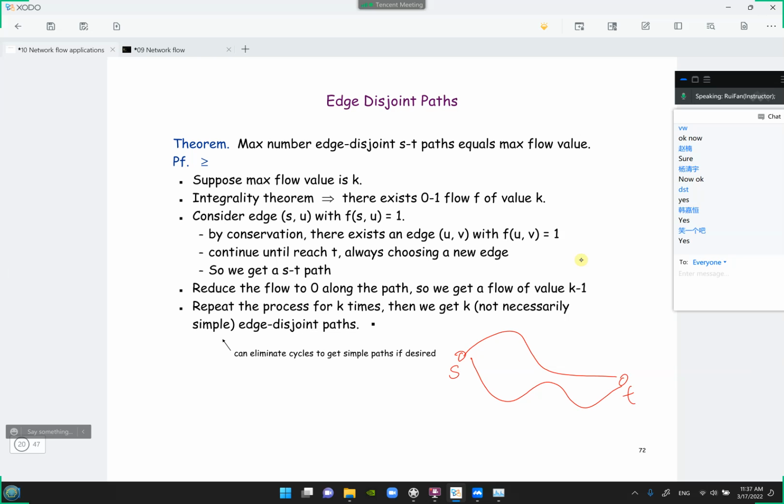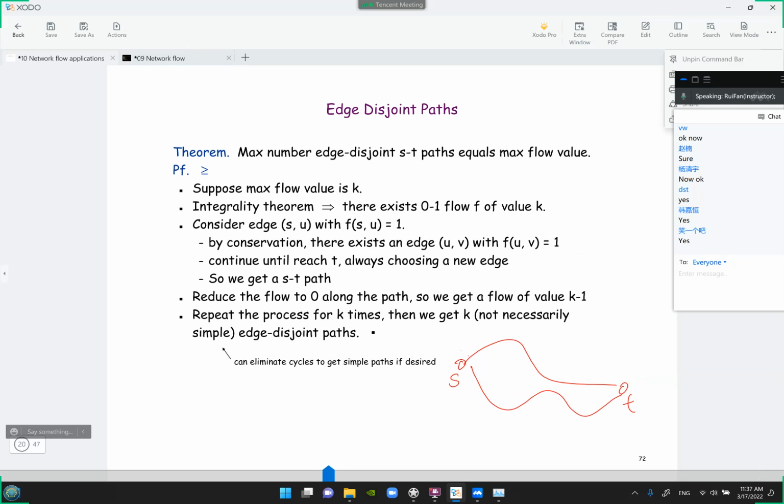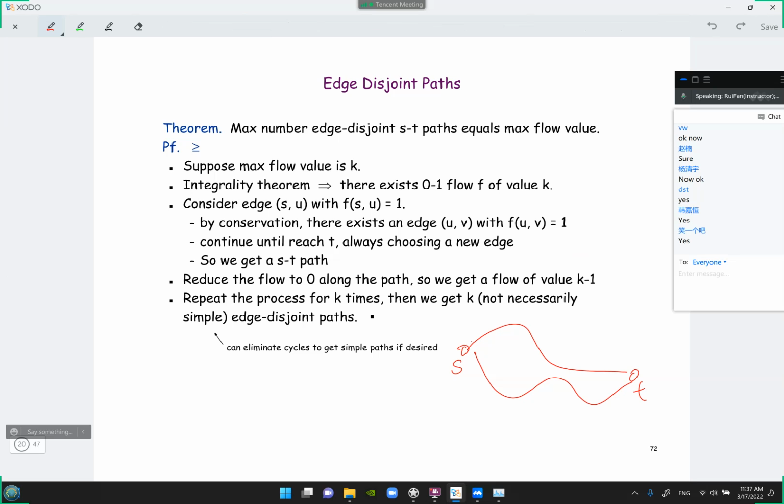Well, the flow goes from S to T. So let's do, say, a BFS or something in this flow graph. The flow is going to use some edges in the graph and not use some other edges. Let's say there are these other edges which are not being used. Sorry, this is a bad drawing. But anyways, there are some edges in the graph, these red edges, which are used in the flow, and some additional edges which are not used in the flow.